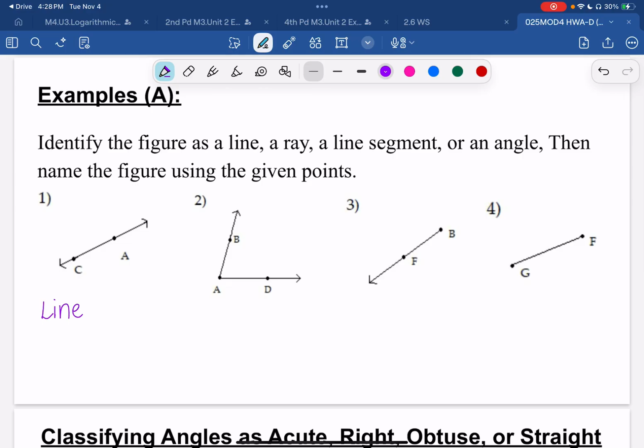And if we wanted to name this, we could say that it's line AC. You could also name this line CA, and that would be fine.